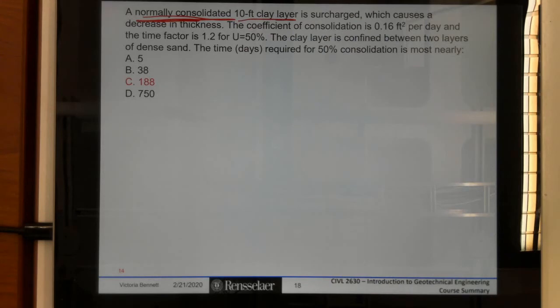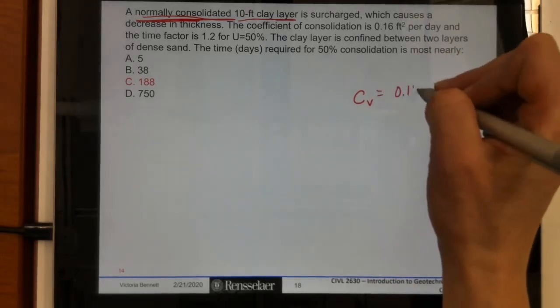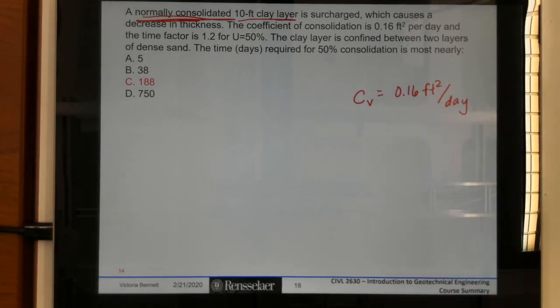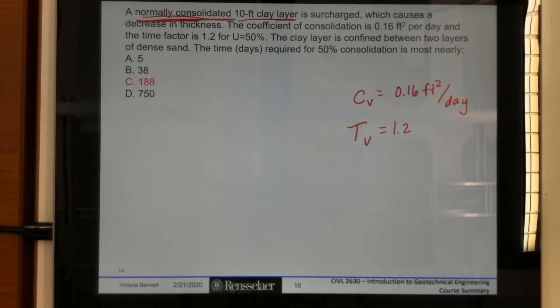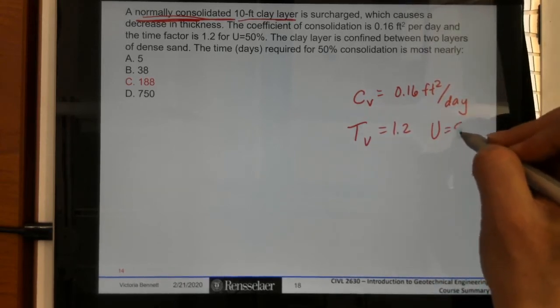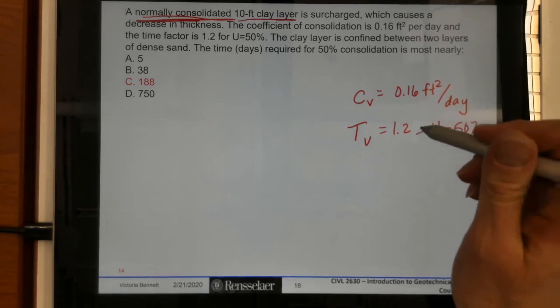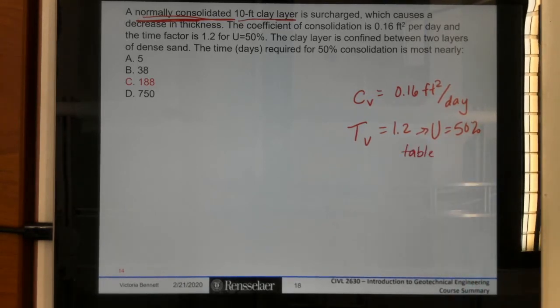The coefficient of consolidation is given, so that's the C sub v. And the time factor is given, so that's capital T sub v given as 0.2 for a degree of consolidation of 50%. So that's where you would potentially have to use the table to get that, but here they're giving it to you in the problem statement. The clay layer is confined between two layers of dense sand. That tells me that it has double drainage if it's sand on either side.